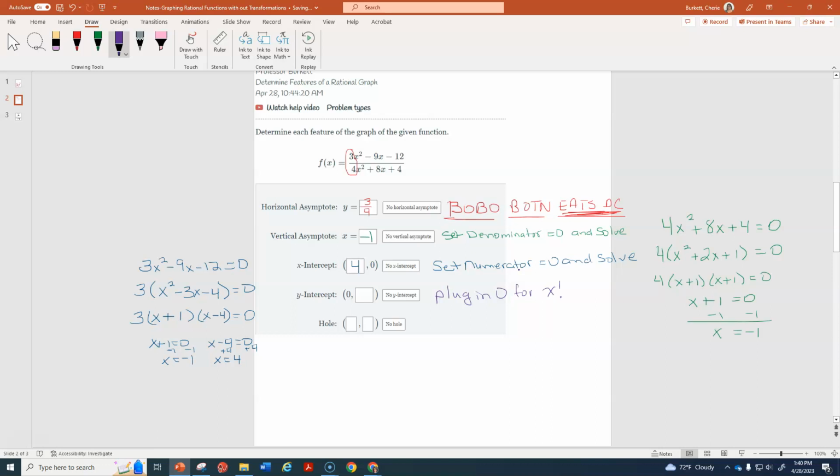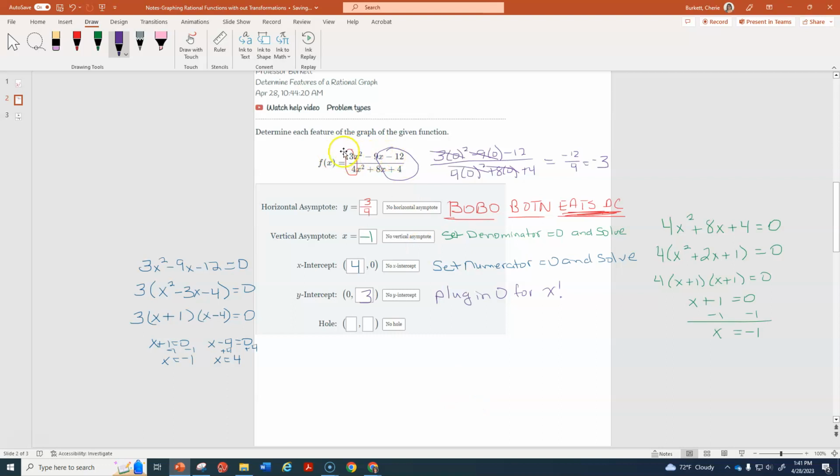So you're going to say 3 times 0 squared minus 9 times 0 minus 12 over 4 times 0 squared plus 8 times 0 plus 4. Of course, that's going to give you 0, that's going to give you 0, that's going to give you 0, that's going to give you 0. So it's really just those two constants simplified, and -12 divided by 4 is -3. So your y-intercept is going to be at 0, -3. And that's the way you're going to do it every time.